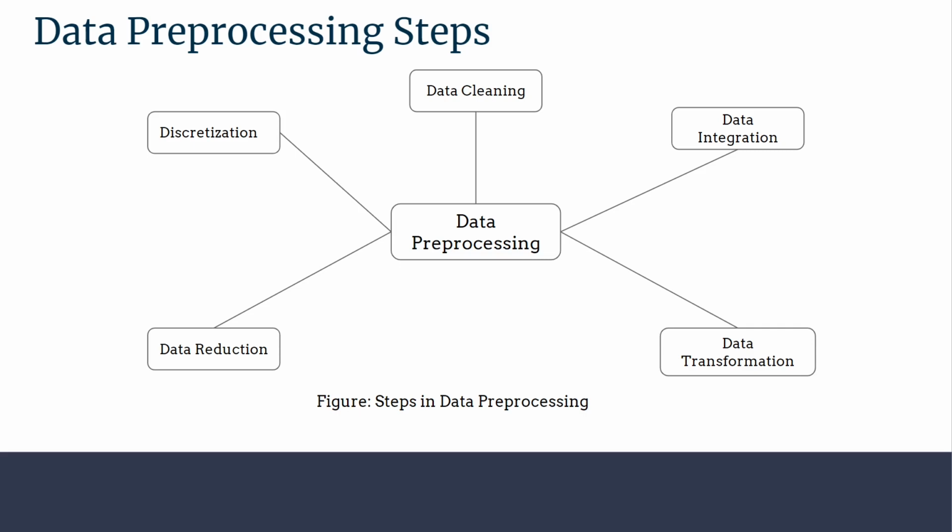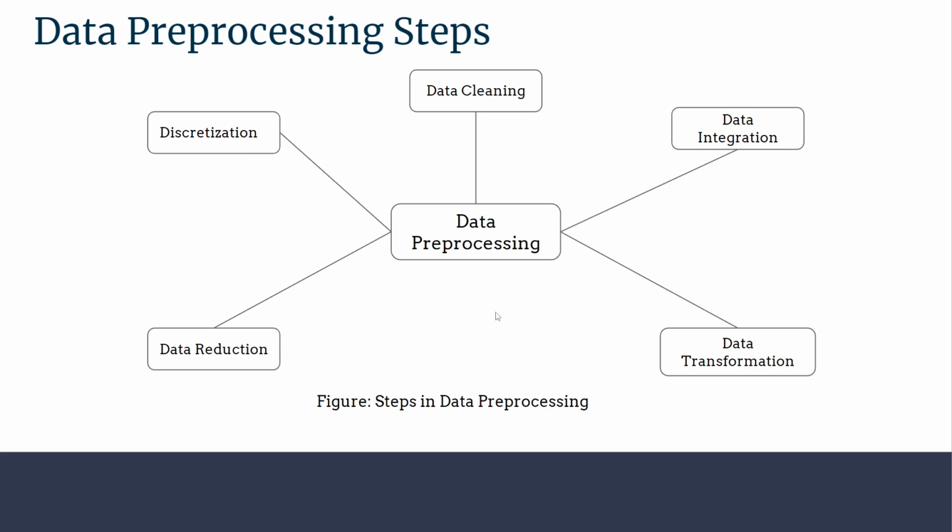The next is data reduction. This process helps in the reduction of the volume of the data, which makes the analysis easier. In this we are going to remove the unwanted or unimportant features. The next one is data discretization. In this, the continuous values are split into discrete intervals.